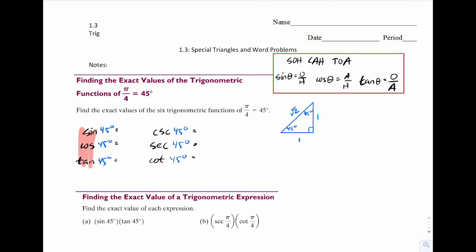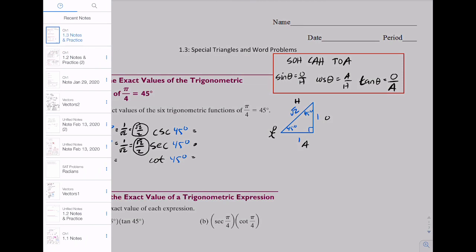For sine 45, let's stand at the 45. Imagine your stick figure at the 45. This is your O, your A, and your H. So O over H is going to be 1 over root 2. We're going to rationalize that to get root 2 over 2. There's our first answer. Cosine is A over H. Once again, that is 1 over root 2, and that's root 2 over 2 again. And tan 45, that's O over A, so that's just 1.